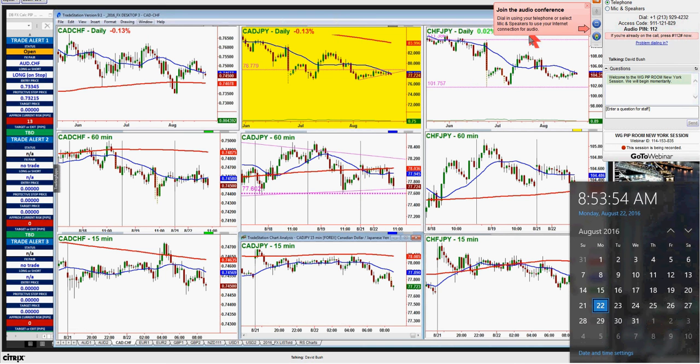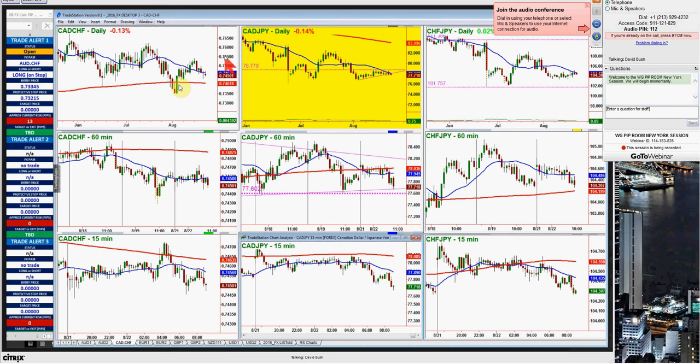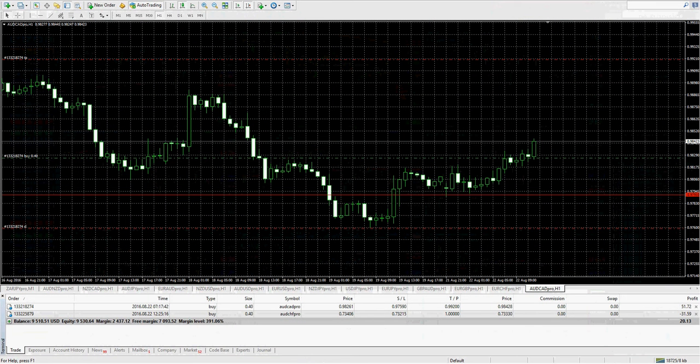Hey folks, today is August the 22nd. It's currently 8:53 in the morning. As you guys can see here, we're in the fxsimplifier trade room. Let's go ahead and take a look at what's happened Sunday and so far today.